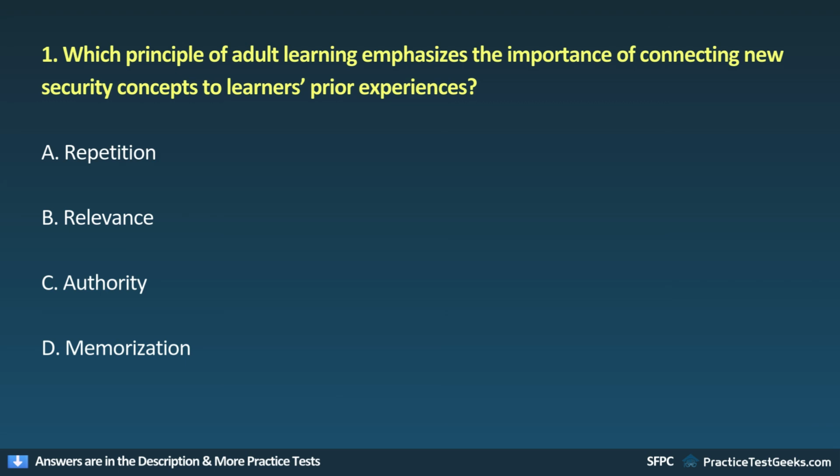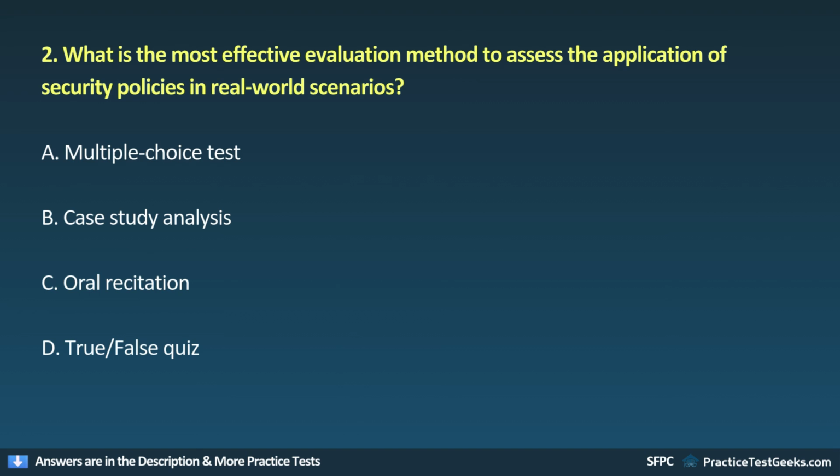1. Which principle of adult learning emphasizes the importance of connecting new security concepts to learners' prior experiences? A. Repetition. B. Relevance. C. Authority. D. Memorization. 2. What is the most effective evaluation method to assess the application of security policies in real-world scenarios? A. Multiple choice test.